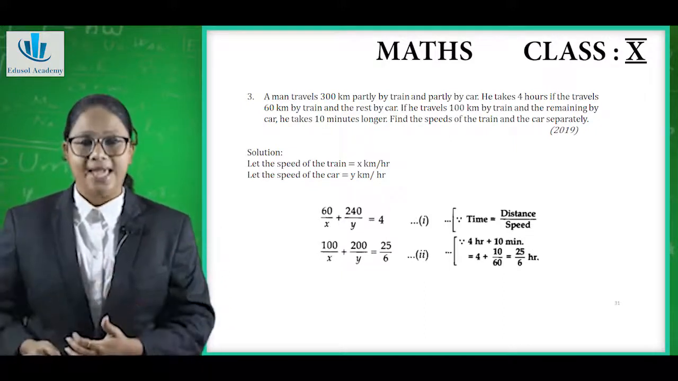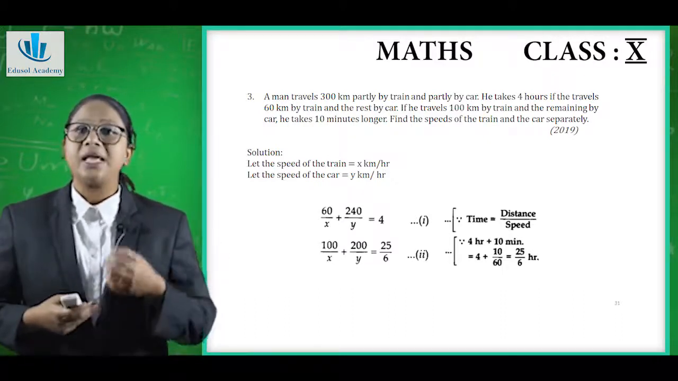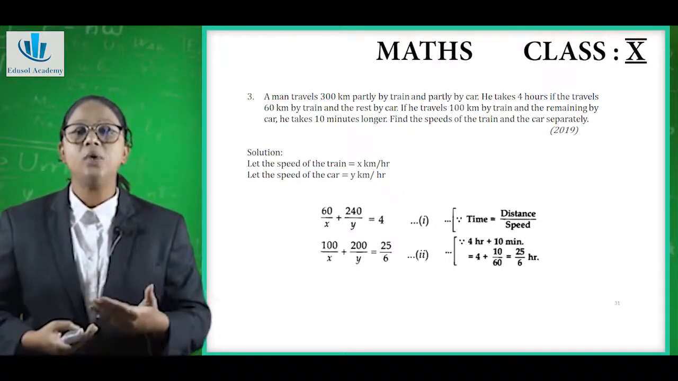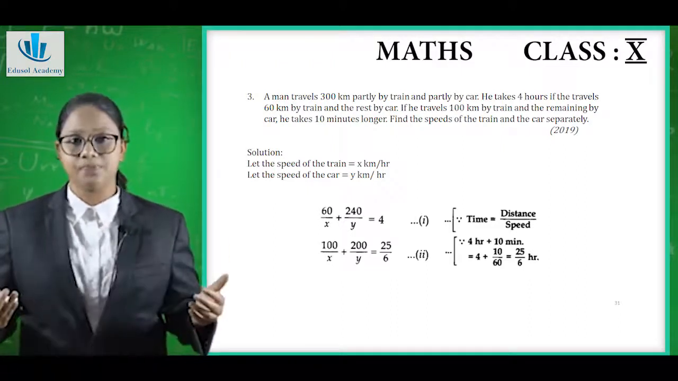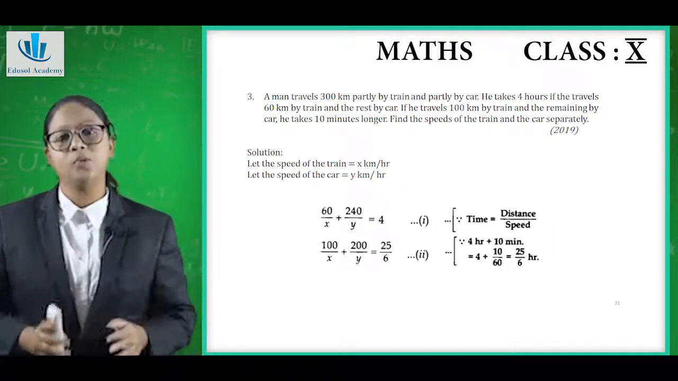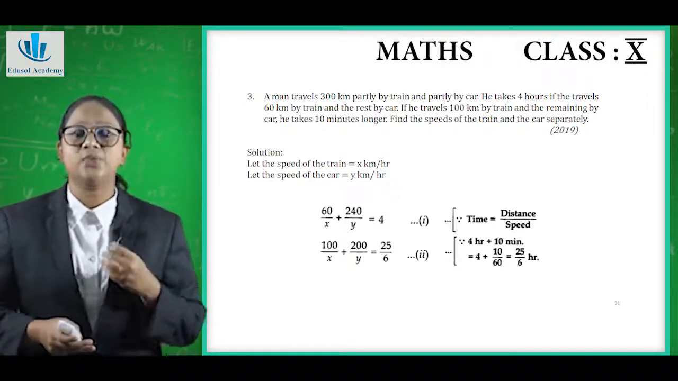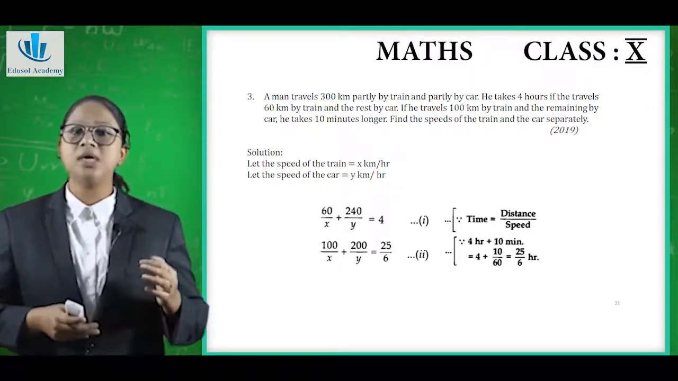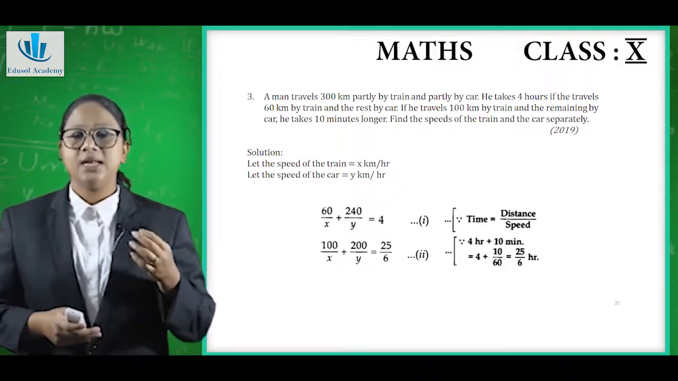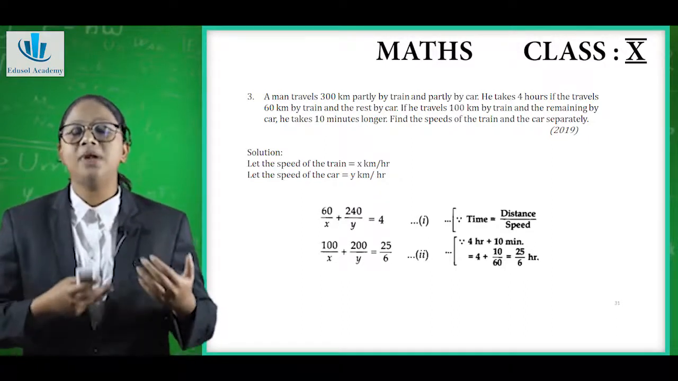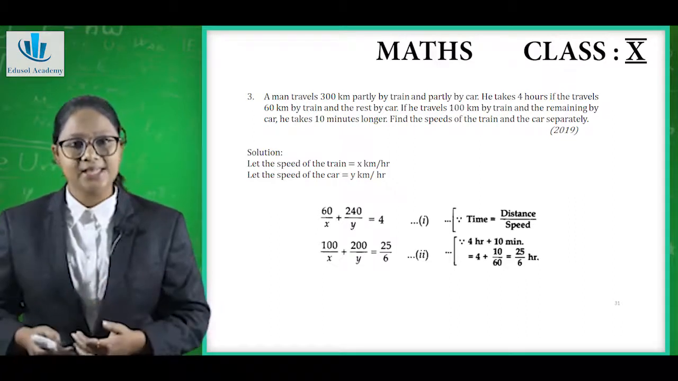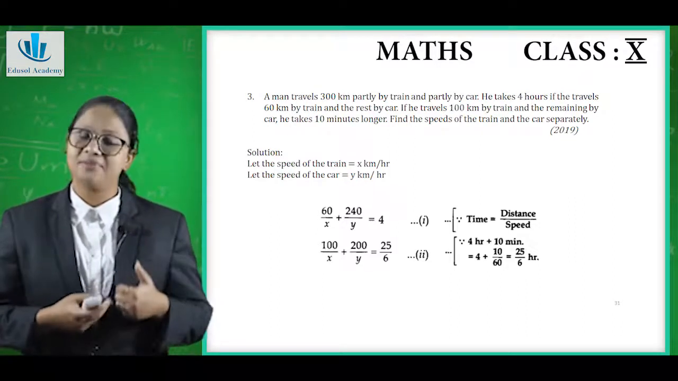So 100 by x plus 200 by y, he takes 10 minutes longer, which means that initially he took 4 hours, now he needs 10 minutes more to complete the journey. So that will be 4 plus 10 minutes. We have to convert both into the same unit. So in this screen, you can see that we had converted both into hours. So 4 hours will remain as it is. Now 10 minutes is 10 by 60 hour, 10 by 60 or 1 by 6. So 4 plus 1 by 6 will give us 25 by 6. So the second equation is 100 by x plus 200 by y is equal to 25 by 6.